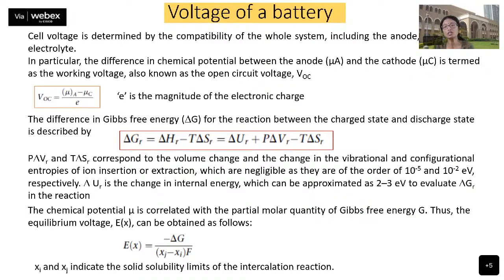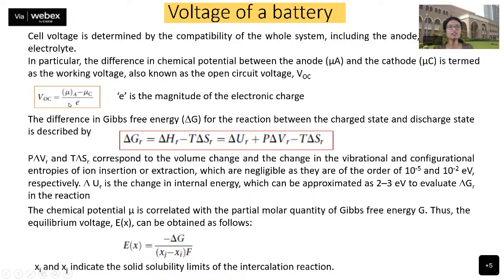Now coming to the voltage of a battery, we keep on talking about it. How do you determine the cell voltage of the battery? The cell voltage is determined by the compatibility of the entire system. It includes the anode, the cathode, as well as the electrolyte. Theoretically, the voltage is the difference in chemical potential between the anode and the cathode. This is the working voltage, known as the open circuit voltage.